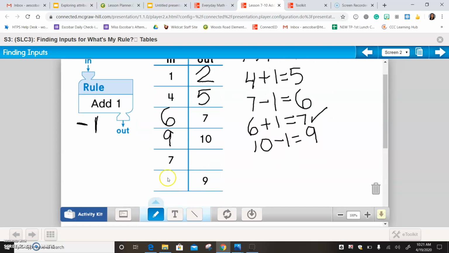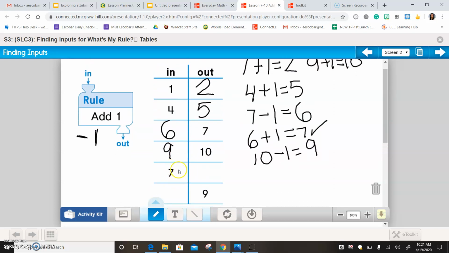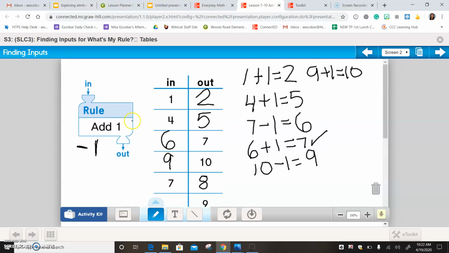All right. Oh, now they gave us the in number. So if they gave us the in number, do we have to do the opposite? No, you're right. So we just go back using the rule. 7 goes in, add 1, out comes 8, because 7 plus 1 equals 8.